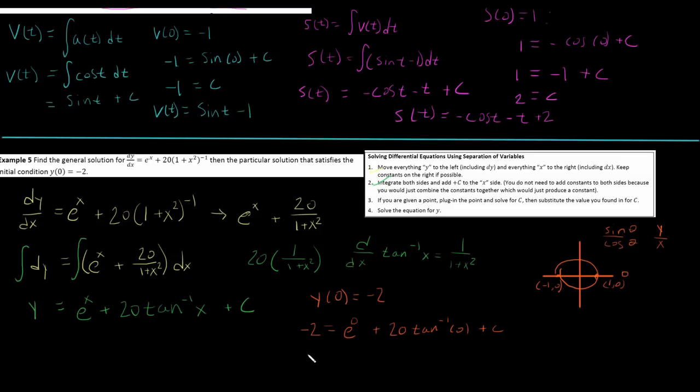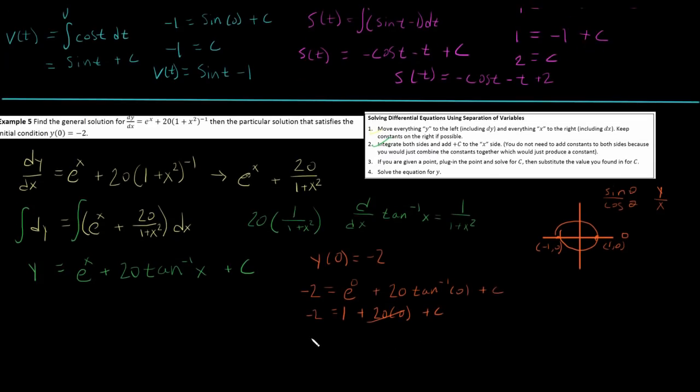Okay, so we have -2 is equal to anything to the 0 power except 0 is 1 plus 20 times 0 plus c. Okay, so we know that goes away. We have -2 equals 1 plus c. So -3 must be equal to c. Okay, so in order to write our particular solution, we're just going to plug our -3 in for c.